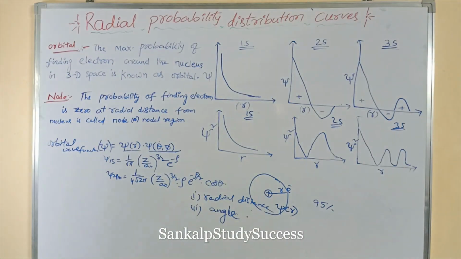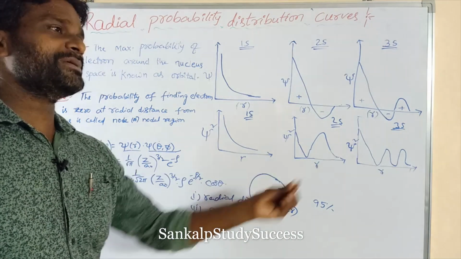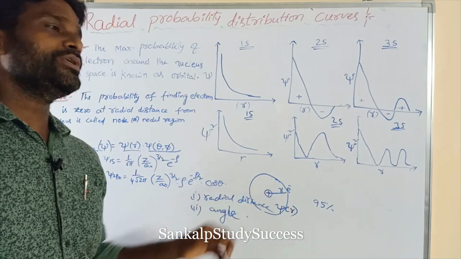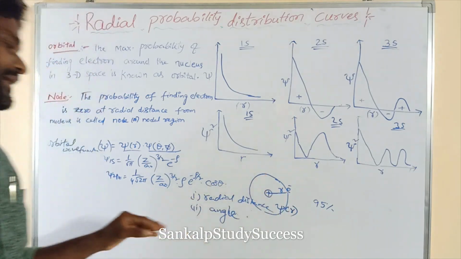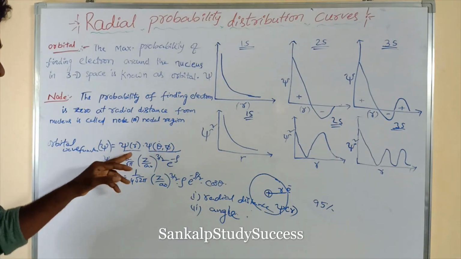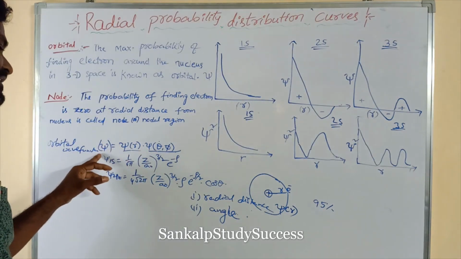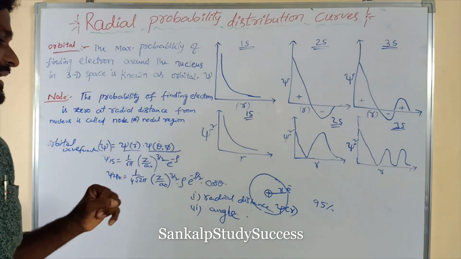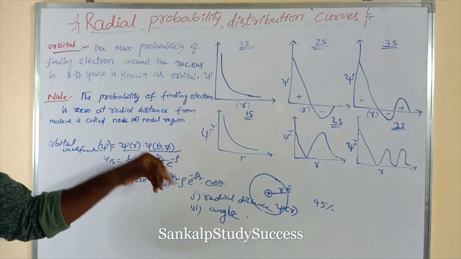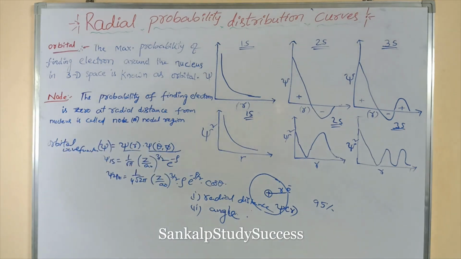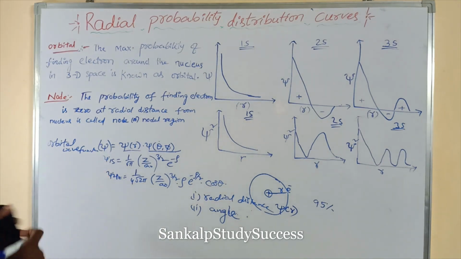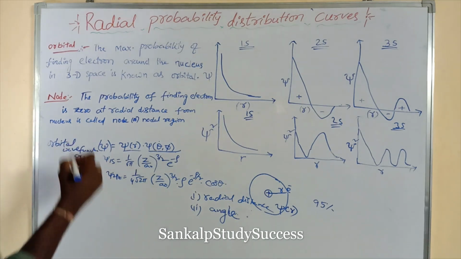What is radial distance? Radial distance means the distance between the electron and the nucleus. And another part of the wave function is dependent upon the angle and axis, like theta and phi. So now for the 1s orbital and the 2pz orbital, we can take examples. Listen to me.